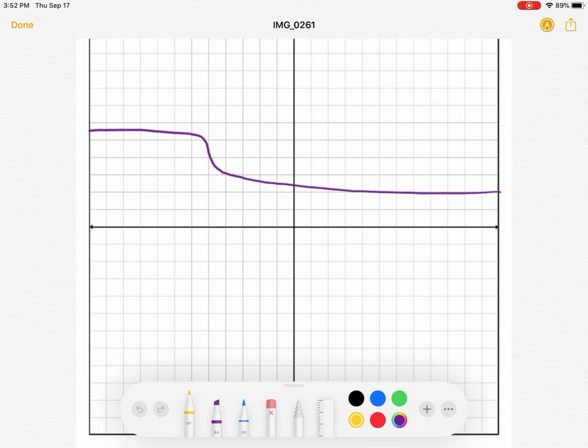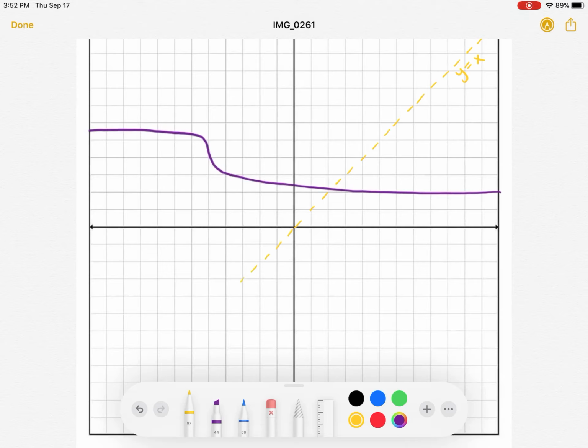Now, what we learned in class is that because the inverse function switches our input and output values, we end up reflecting our original function over the line y equals x to give us our inverse function.